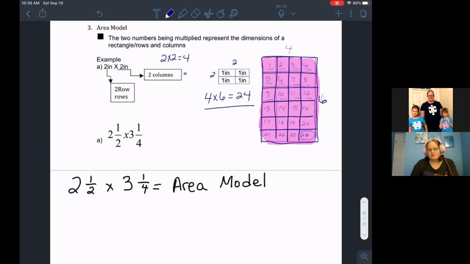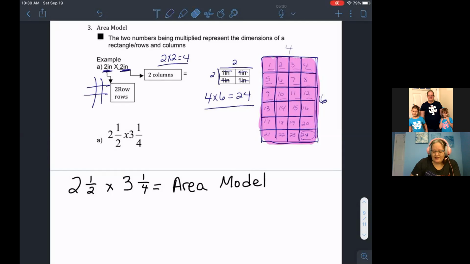It says 2 numbers being multiplied represents the dimensions of a rectangle, rows and columns. So like this 2 by 2, this first 2 is the rows this way, and the second one is the columns this way. In the equation, 2 by 2 would be 2 that way, 2 that way. So then you'd count in the middle, 1, 2, 3, 4. So 2 by 2 equals 4.